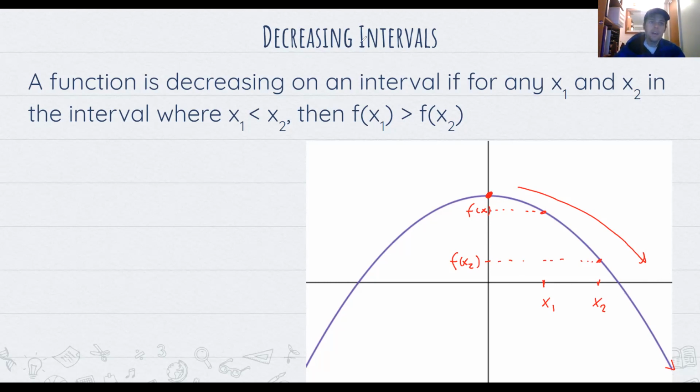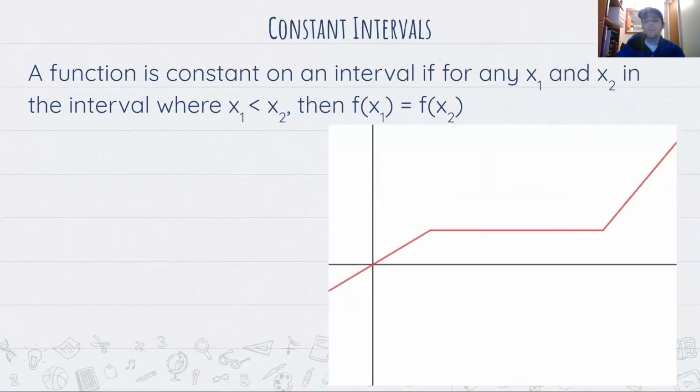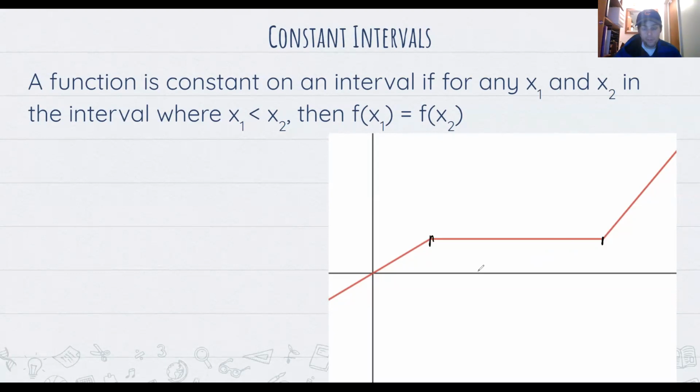And then finally, this is not going to be particularly common, but some functions may have constant intervals. Constant needs to be perfectly flat, can't be going up or down at all, has to be perfectly flat. And so when you pick two values in that interval, so from here to here, we can see that the graph's perfectly flat.